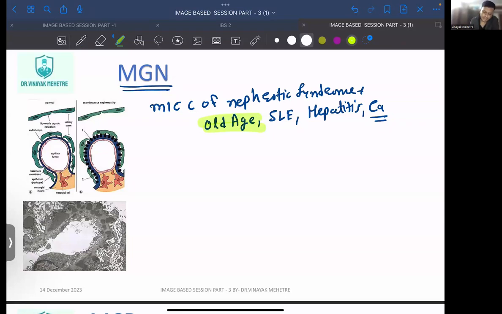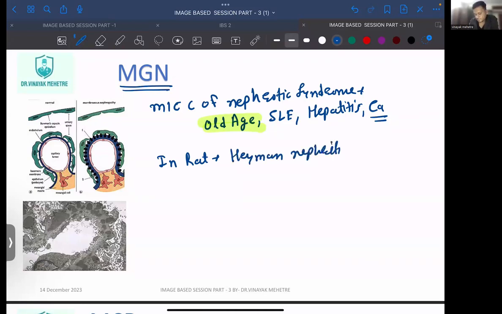Okay. In rat, what do we call it? What is MGN called in mouse? Physiology question. Heymann nephritis. This we will call Heymann nephritis. Okay. Now, whenever you get a question on MGN or any kind of nephrotic syndrome, they are going to write down two things. One is electron microscope, right, and the other is light microscope.